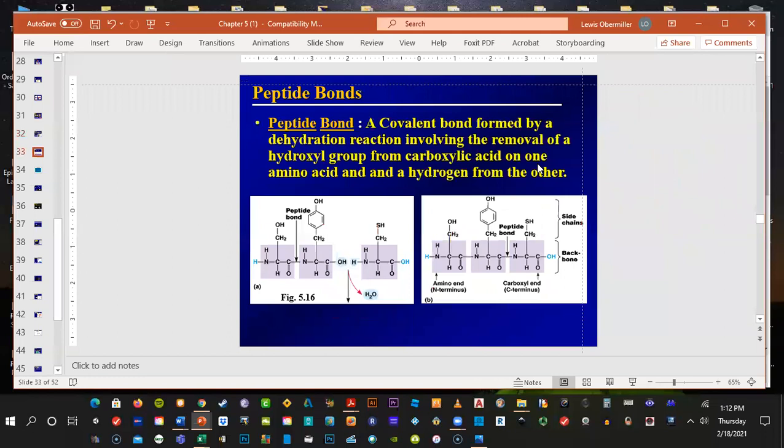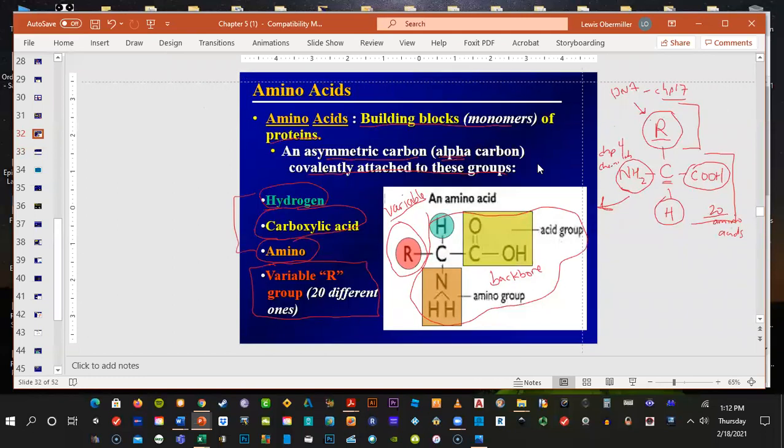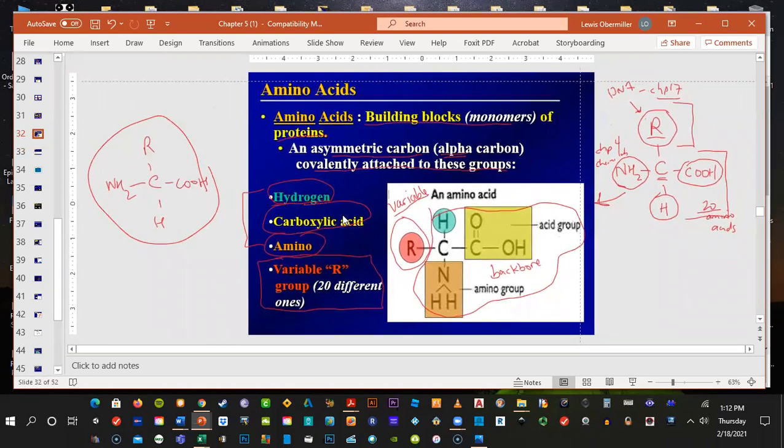And it doesn't matter the way it's drawn? No, so like on the test, I might ask you, what is this? And you could just tell me it's an amino acid. Okay.